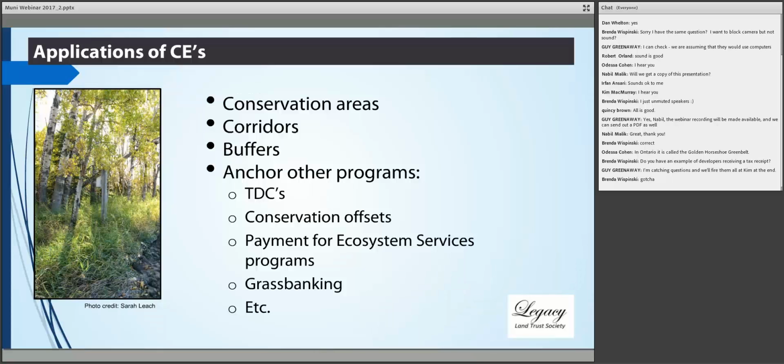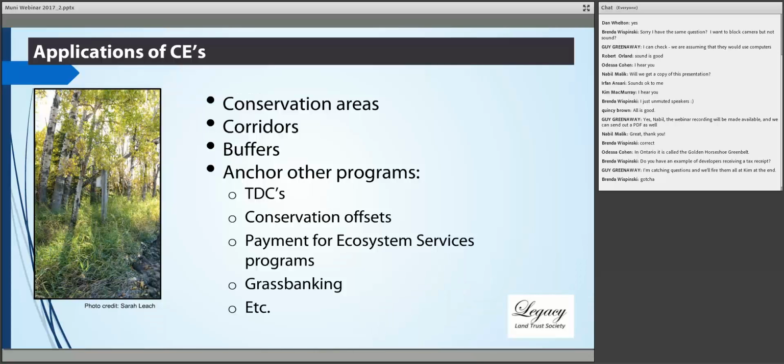CEs may also play a role in creating corridors. The landscape that our organization works in is fairly fragmented. We still have a lot of river areas that go through it, lots of natural pieces, but we tend to use our applications more to try and join conservation areas together from a corridor perspective.